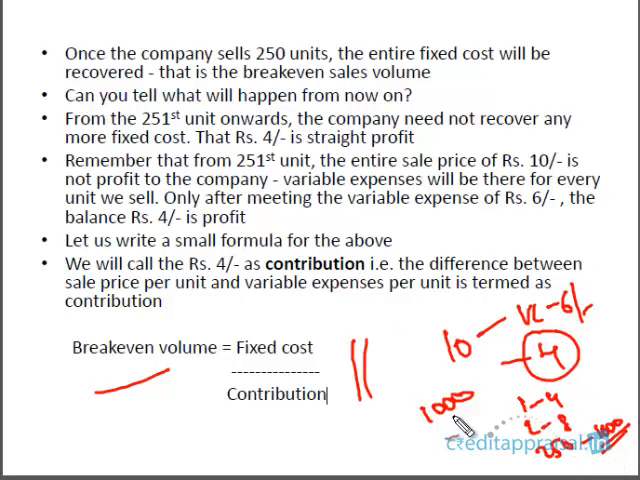So always keep this example. 10 rupees sale amount, 6 is the variable cost, 4 is the surplus. Machine cost is 1000. Keep this small example in mind. So how did we arrive at the break-even volume of 250? 1000 by 4. What is 1000? Fixed cost. This is 4, 10 minus 6. That is the contribution. 10 minus 6 is the selling price per product minus variable cost per product. This is what we define as contribution.